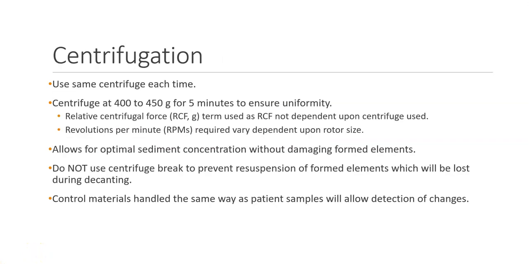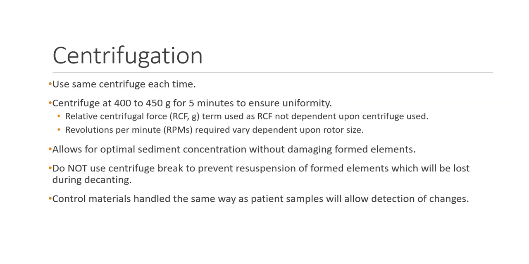Ideally, the same centrifuge should be used each time for all urine samples. Centrifuge at 400 to 450 Gs for 5 minutes to ensure uniformity. The relative centrifugal force, RCF, used is not dependent upon the centrifuge used, whereas the revolutions per minute do vary depending upon the size of the rotor. Doing this allows for optimal sediment concentration without damaging the formed elements. Do not use the centrifuge brake to prevent resuspension of the formed elements, which will be lost during decanting.